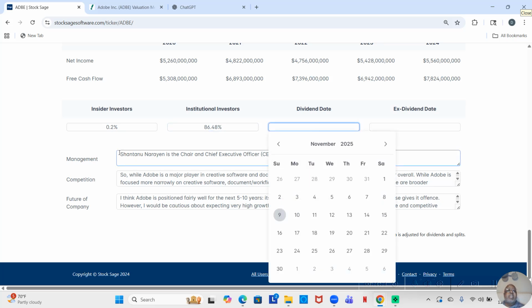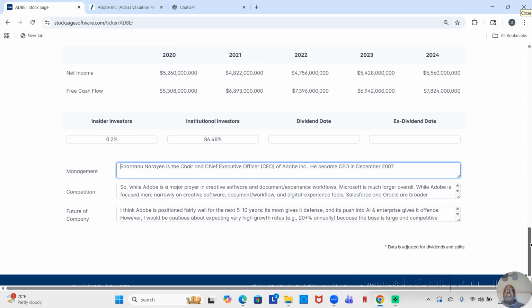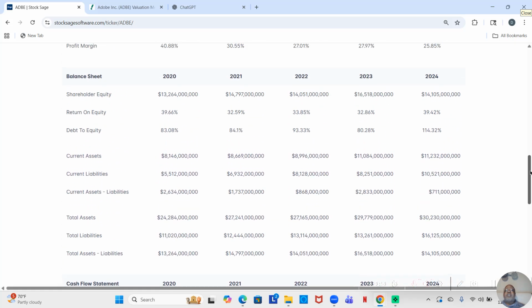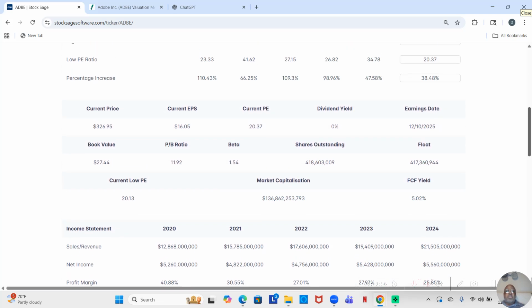Now, let me explain what those are. Inside investors, those are people who work for or are part of the company. And usually that's a very small number. It can often be under 1%, which it is now. The reason it's such a small number is because the amount of shareholders is so large.